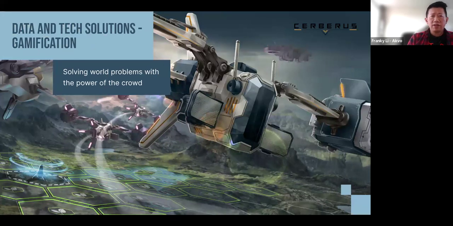And so in this third area, it's using gamification to allow citizens to contribute to essentially making maps. So let's go to the next one.